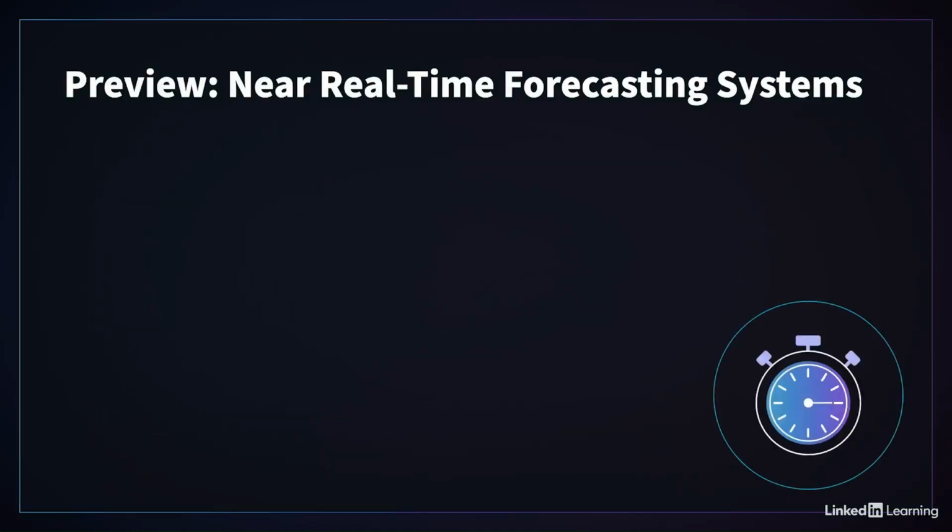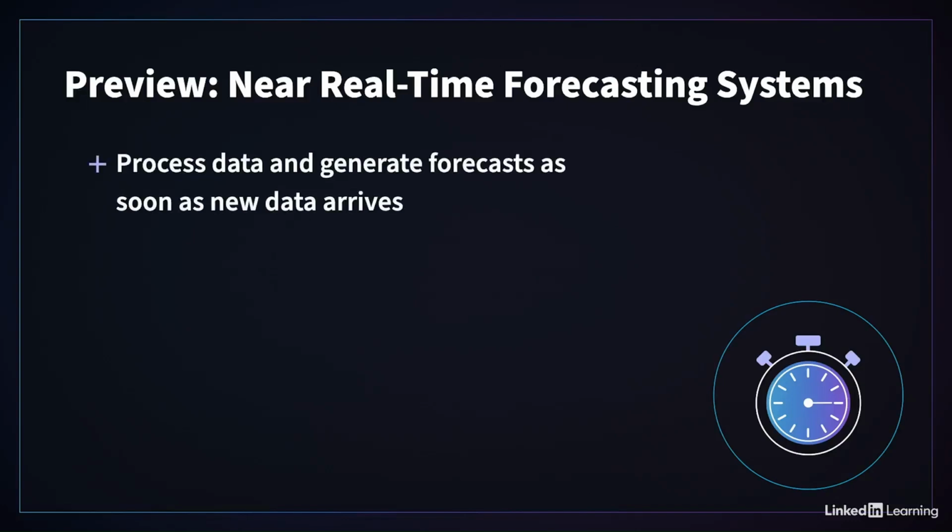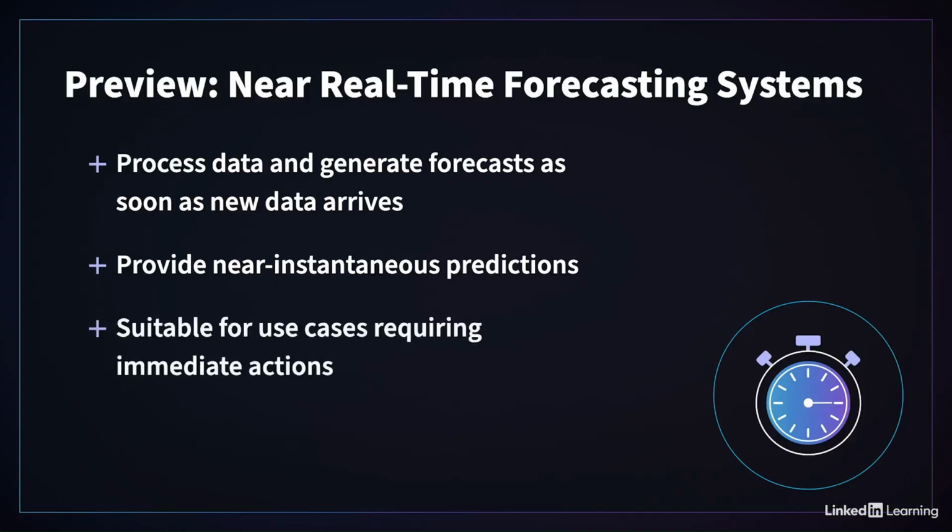On the other hand, real-time forecasting systems process data and generate forecasts as soon as new data arrives. We will talk more about real-time systems in Chapter 3, but just so you get the gist of it, real-time systems provide near instantaneous predictions as your data comes in, similar to a reflex. That makes these systems suitable.